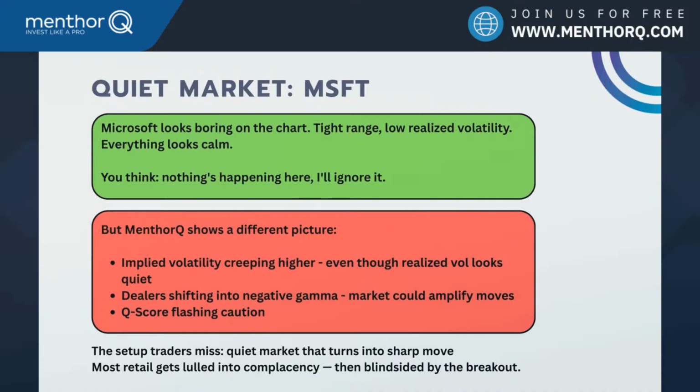Let's take another example. Microsoft looks boring on the chart. We are seeing a tight range, low realized volatility. Everything looks calm, right? And you might think nothing is really happening in here, I'll ignore it, right? But then you see the MenthorQ dashboard, and you see that implied volatility is going higher, even though realized volatility is very low. We are shifting into a negative gamma position, which is a sign that the market could amplify the moves, and the Q score is moving into bearish territory, right? This is the setup that traders miss. This is a quiet market that turns into a sharp move, right?